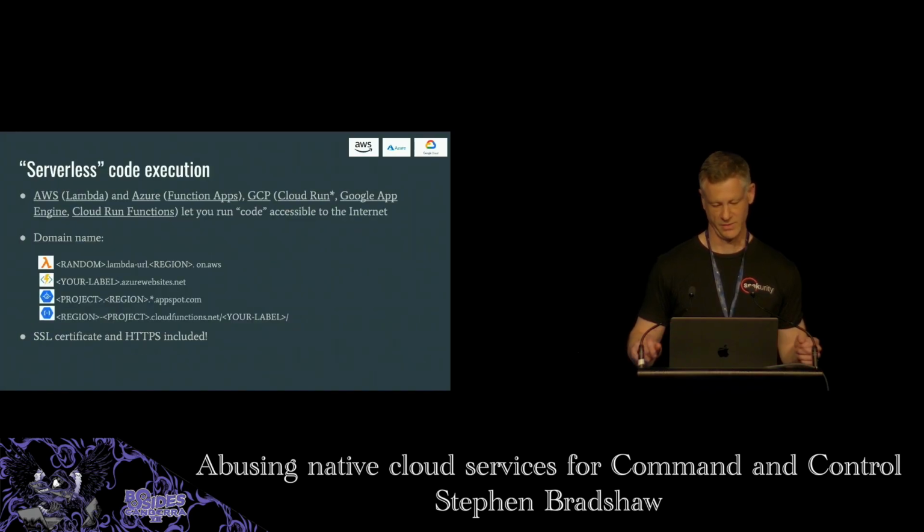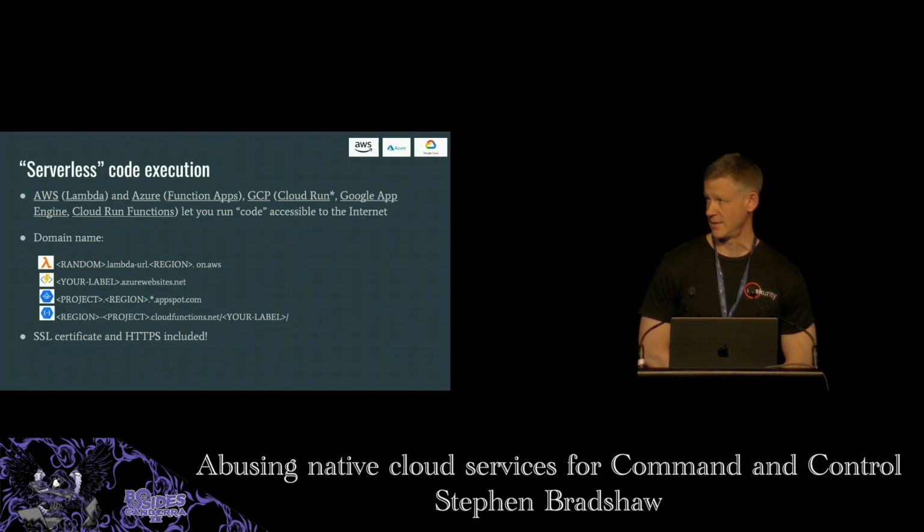Finally, we have serverless code execution. These are essentially services that take a bit of code that you provide and wrap it in lightweight infrastructure, normally a lightweight VM or a container, and then run it on the internet and make it accessible at a cloud-provided domain name again. So there's a number of different services. There's AWS Lambda, Azure Function Apps, and GCP Cloud Run, Google App Engine, and Cloud Run Functions.